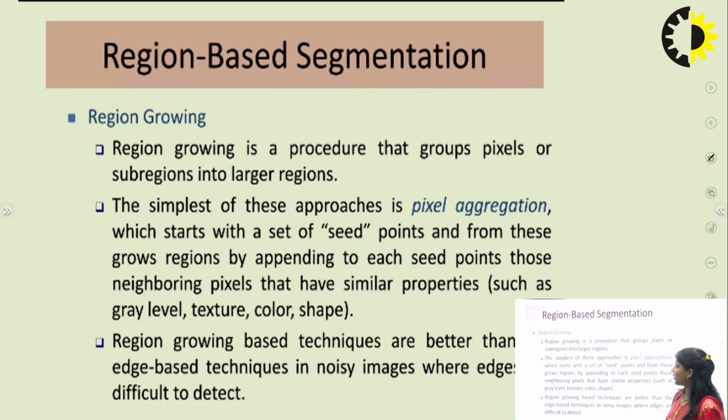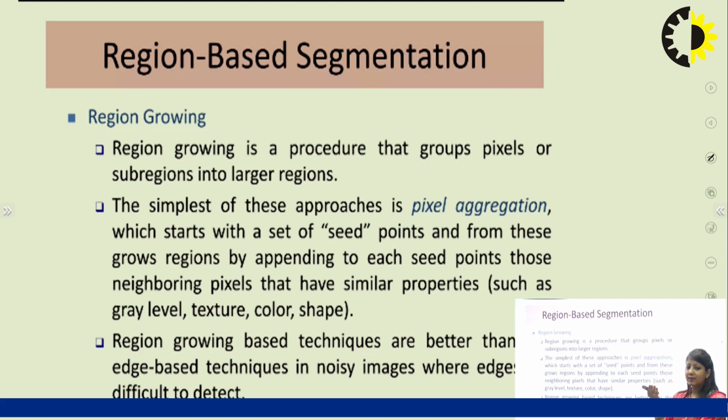Next is region growing. Region growing is a procedure that groups pixels or sub-regions into a larger region. If I have chosen a small area, we can compare that region to other regions, and if I find some other similar pixels, I can also merge those pixels or regions into our region. That is called the region growing method, and we can stop the growing when we find that there are no other pixels present in the image that belong to the similar group.